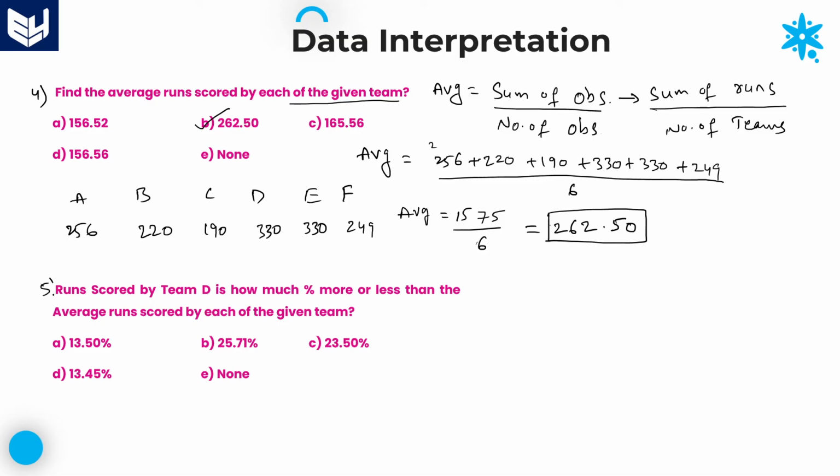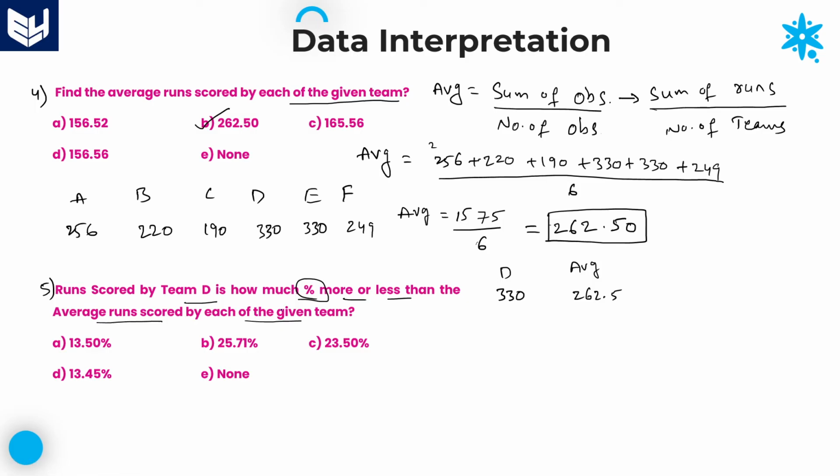Look at the last question in this session, the fifth one. Runs scored by team D is how much percentage more or less than the average runs scored by each of the given teams? See, here D is equal to, we got D is equal to how much? 330. D is equal to 330. Whereas coming to the average, just now we calculated that the average is 262.5.